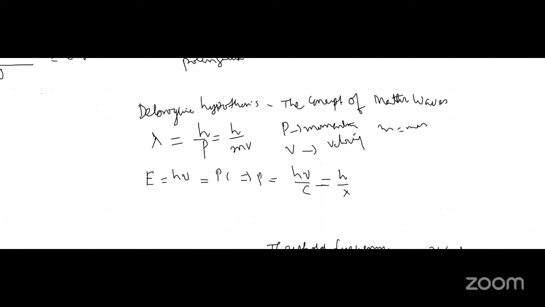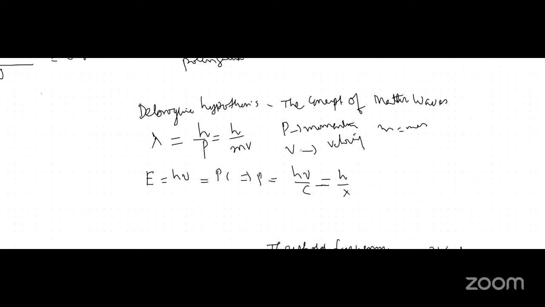So there is close agreement between the calculated or predicted and the observed values of the wavelength of the electron beam. This clearly establishes the validity of the de Broglie matter wave. So this is the Davisson and Germer experiment.